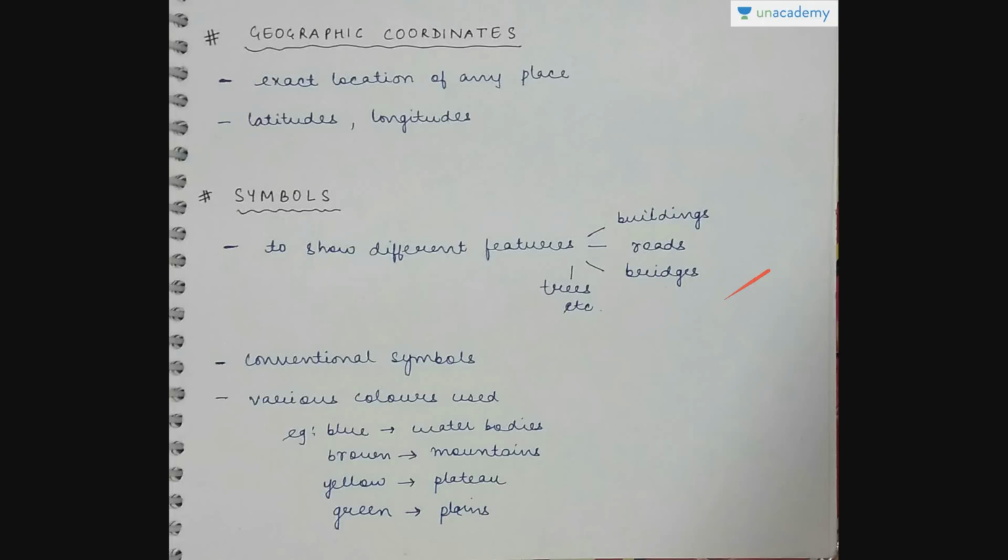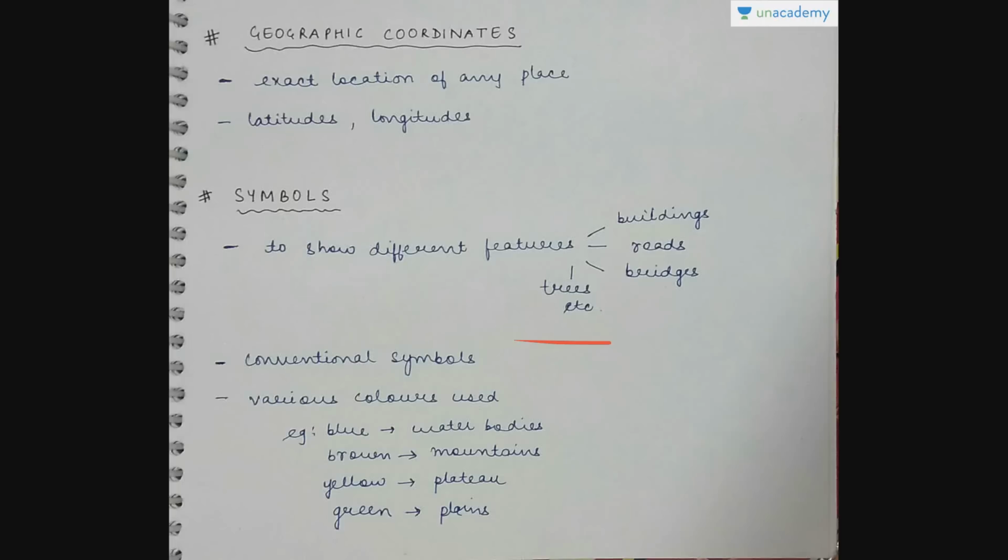Because suppose you are showing a building or a road, or for that matter a bridge on the map, you cannot draw that building, right? You cannot make that road or that bridge. So we use small symbols, signs to represent them, so that it's easily understandable. And they are conventional symbols, that is, they are internationally accepted, so every country is using this, so that there is a proper understanding.